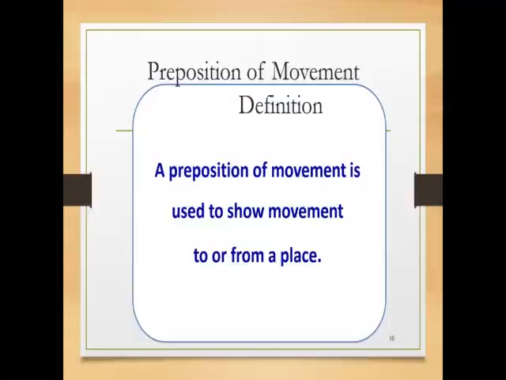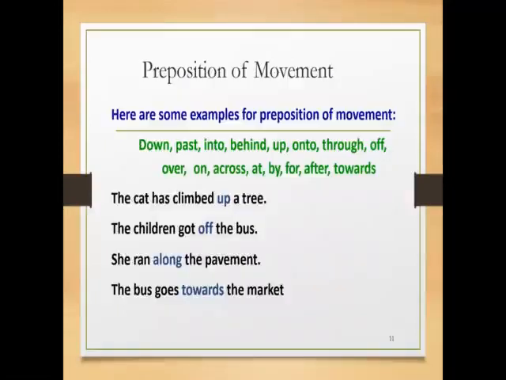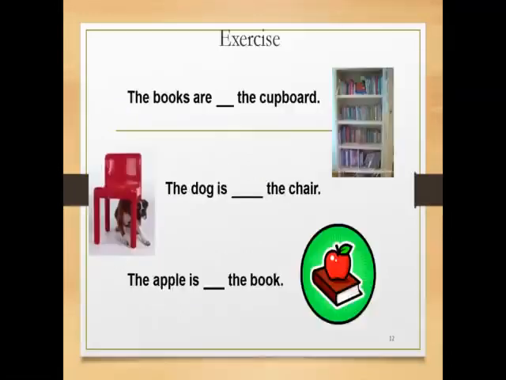Preposition of movement. A preposition of movement is used to show movement to or from a place. Here are some of the examples of preposition of movement: down, past, into, behind, up, onto, through, off, etc. The cat has climbed up a tree. Up is the preposition of movement. The children got off the bus. Off is the preposition of movement. She ran along the pavement. Along is the preposition. The bus goes towards the market. Towards is the preposition. Here are some of the exercises which you can try.